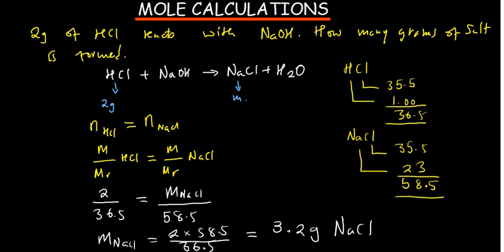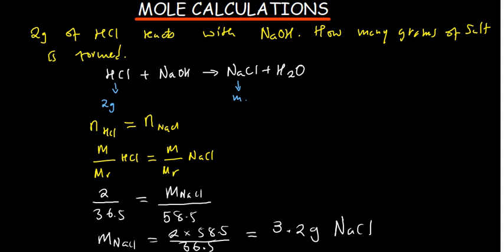Now another question can say, how many particles of sodium chloride are produced? Now, to be able to determine the number of particles of sodium chloride that are produced, we first need to determine the number of moles, or even the mass of sodium chloride that is produced. So let's first find the number of moles of sodium chloride produced.